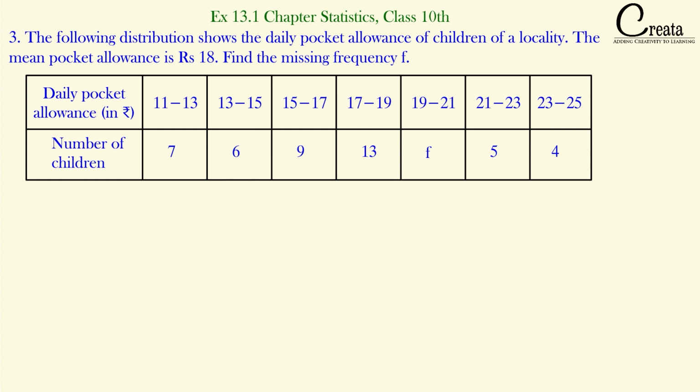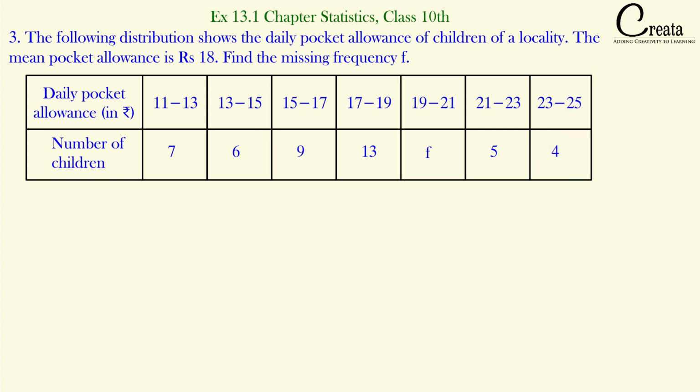So this is the question. Let's take down the question. In this question, the daily pocket allowance of some of the students in a locality is given. In the first row, we have the daily pocket allowance in rupees. In the second row, we have the number of children. For example, 7 children are getting a daily pocket allowance in the range of 11 rupees to 13 rupees. On the extreme right hand side, 4 students are getting a daily allowance of rupees 23 to rupees 25. They are getting higher daily pocket money.